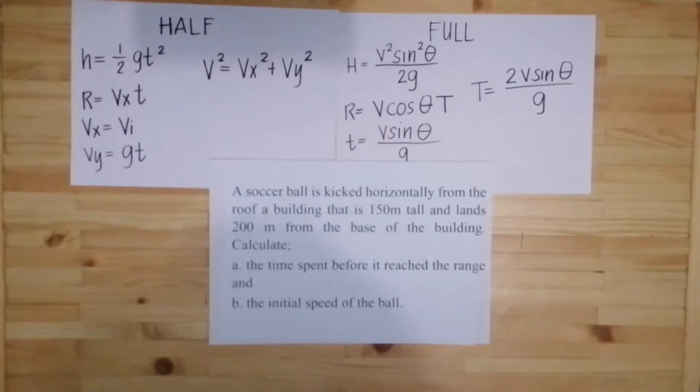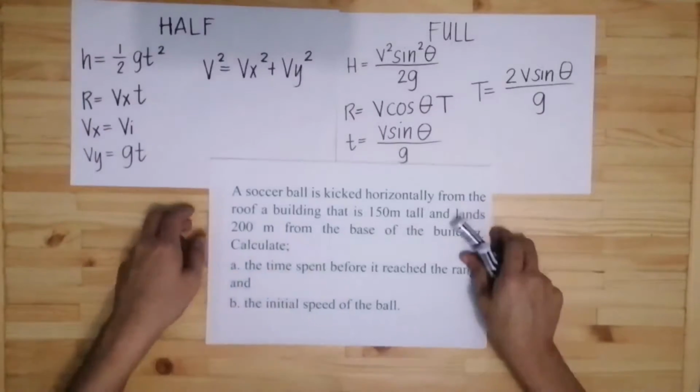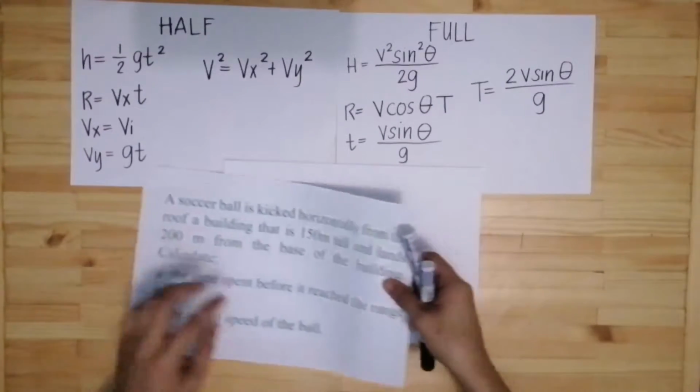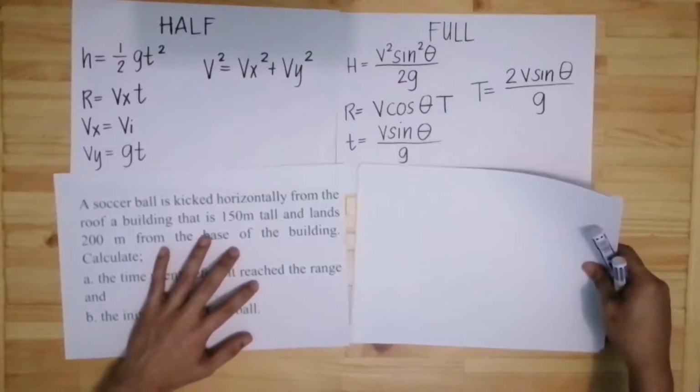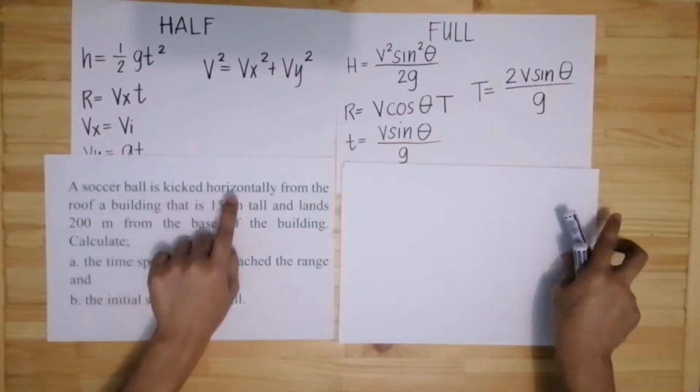So, i-analyze natin muna para malaman natin kung yan ba ay half or full. Sabi, if a soccer ball is kicked horizontally, ito yung keyword natin dyan eh. The ball is kicked horizontally.